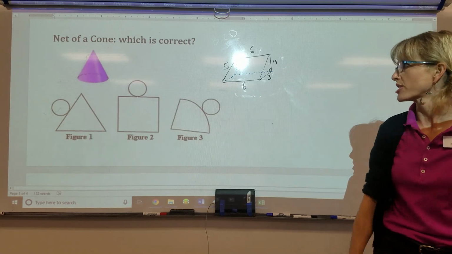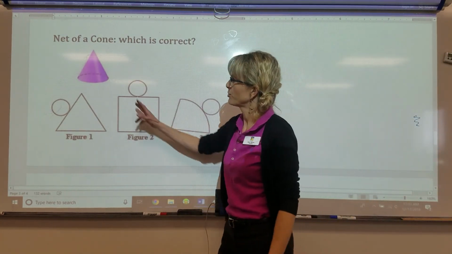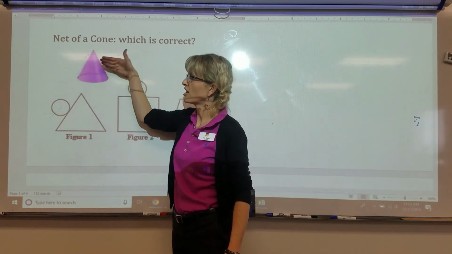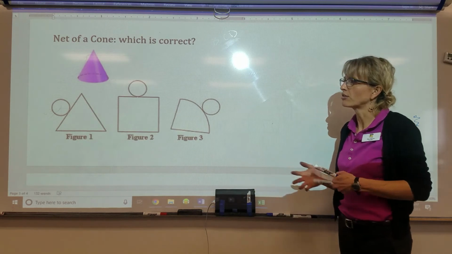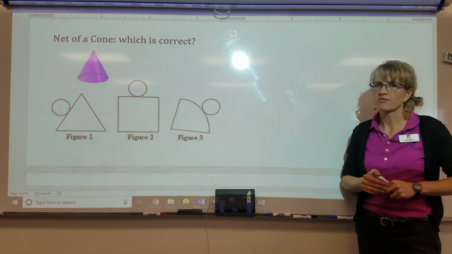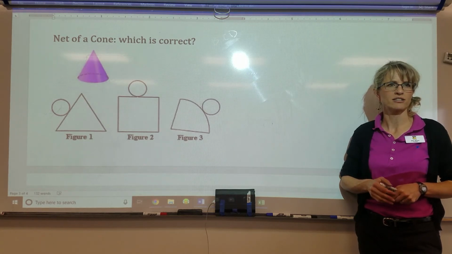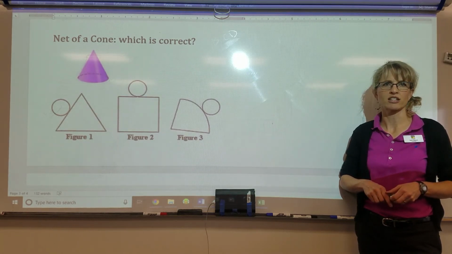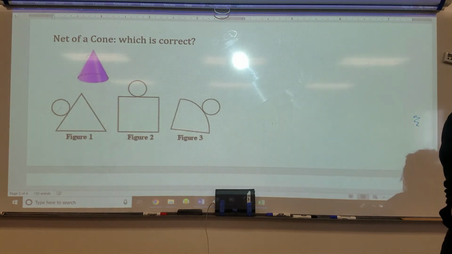Okay, multiple choice question. Which is the correct net of a cone? If you were to slice it and unwrap it, and flatten it out, what would it look like? Let's take a vote. If you think it's figure 1, raise your hand. If you think it's figure 2, raise your hand. If you think it's figure 3, raise your hand. Okay, the 3s are right. Let's look at it for real. We have a cone.